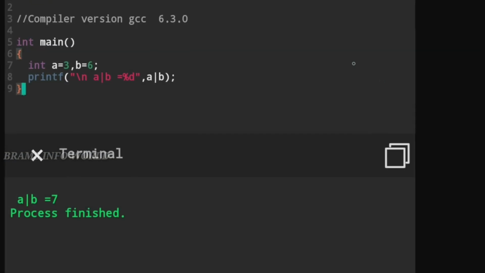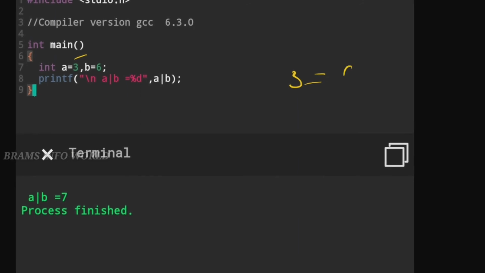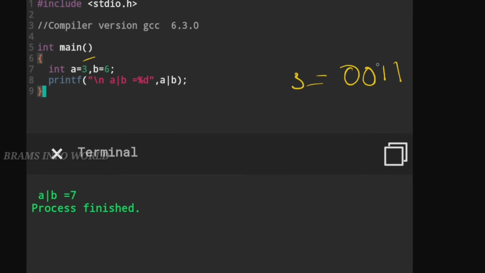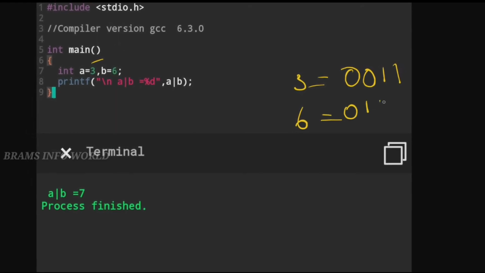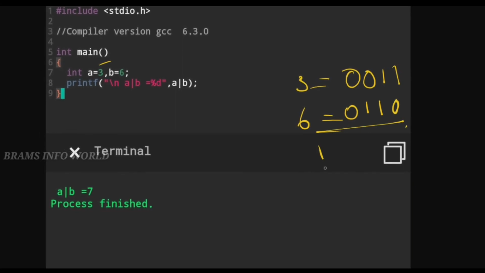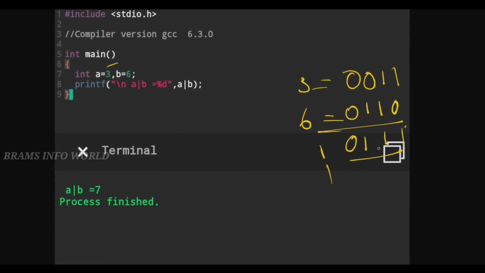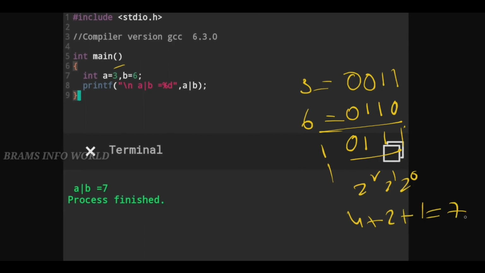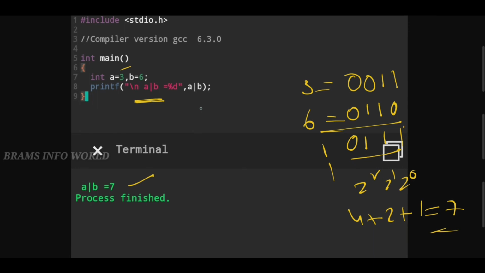See, in bitwise OR, you can observe that the A value 3 is converted into 0 0 1 1, and the 6 value is converted into 0 1 1 0. Then as per the OR operation, 0 1 1 1, and 2 power 0, 2 power 1, 2 square: 4 plus 2 plus 1, 7. So the expected 7 is the result, right? So this is the printing and this is the result.